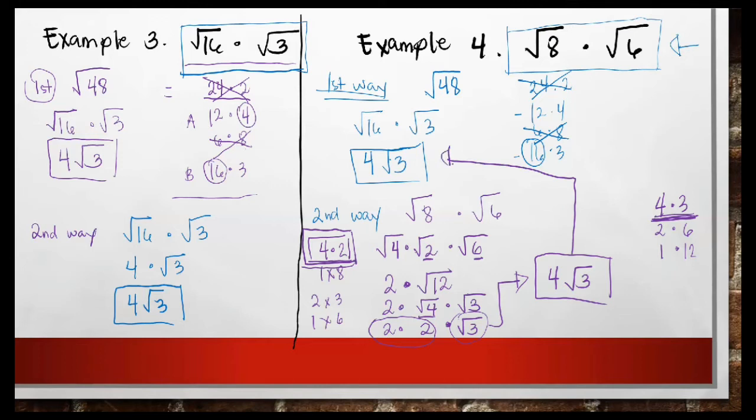Pero mas shorter ang ating pagsusolve using the first way in this kind of expression na square root of 8 times square root of 6. Kasi, in our second way, we have factored many times, not unlike in our first way, we have factored 1 time and get the perfect square factor. So, therefore, it depends to the given kung anong best way ang pwedeng gamitin. Now, this is for the example number 4. Now, let's proceed with example number 5.